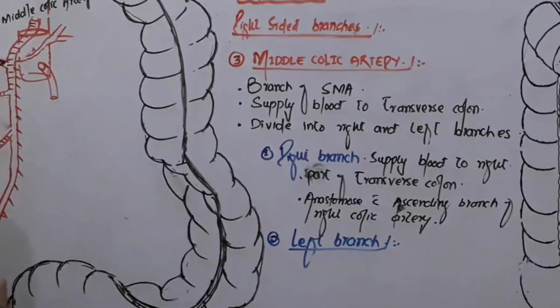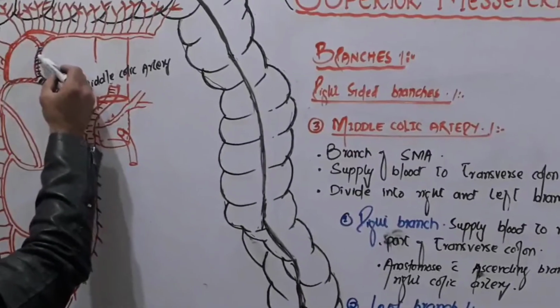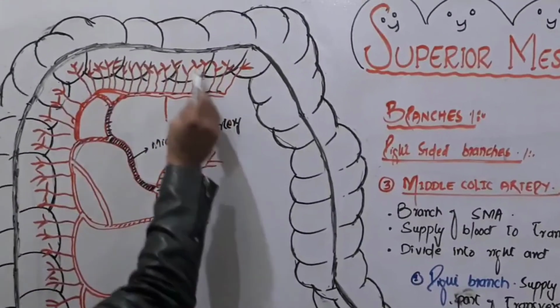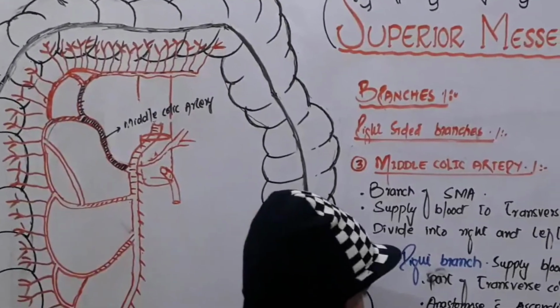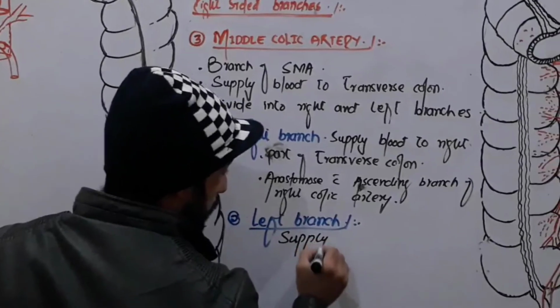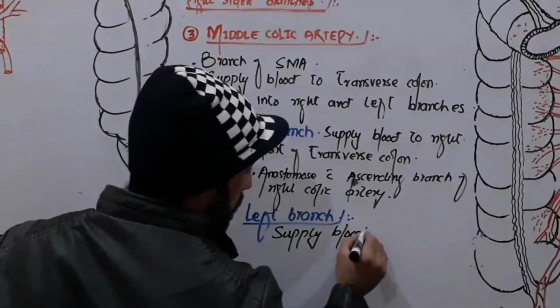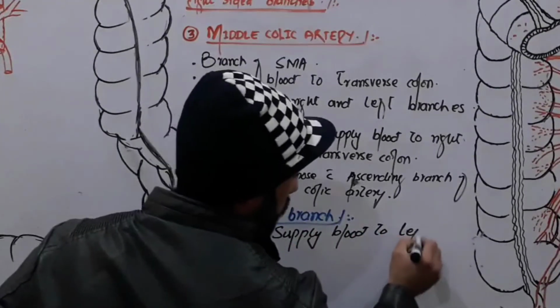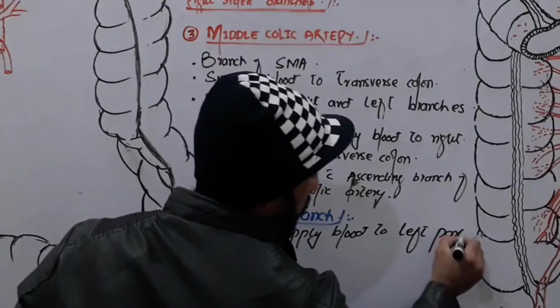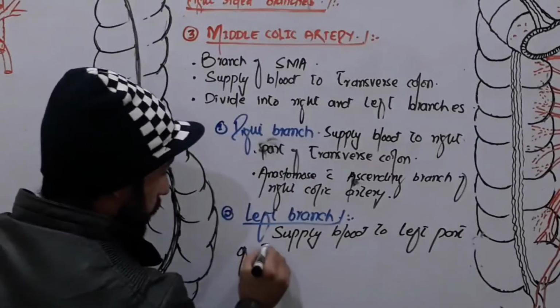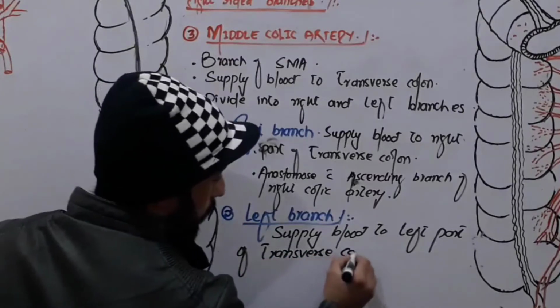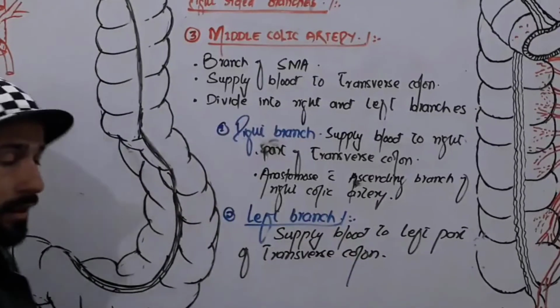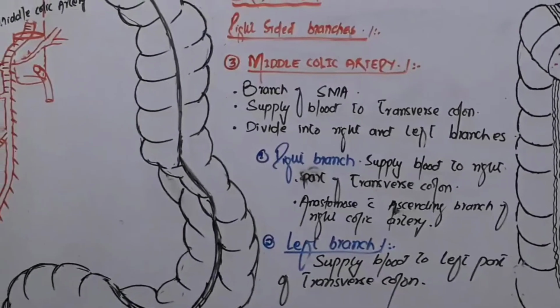So it's so simple, friends. Look, this is the left branch and it is coming towards the left part of the transverse colon. So we say that it supplies blood to the left part of the transverse colon. Clear?